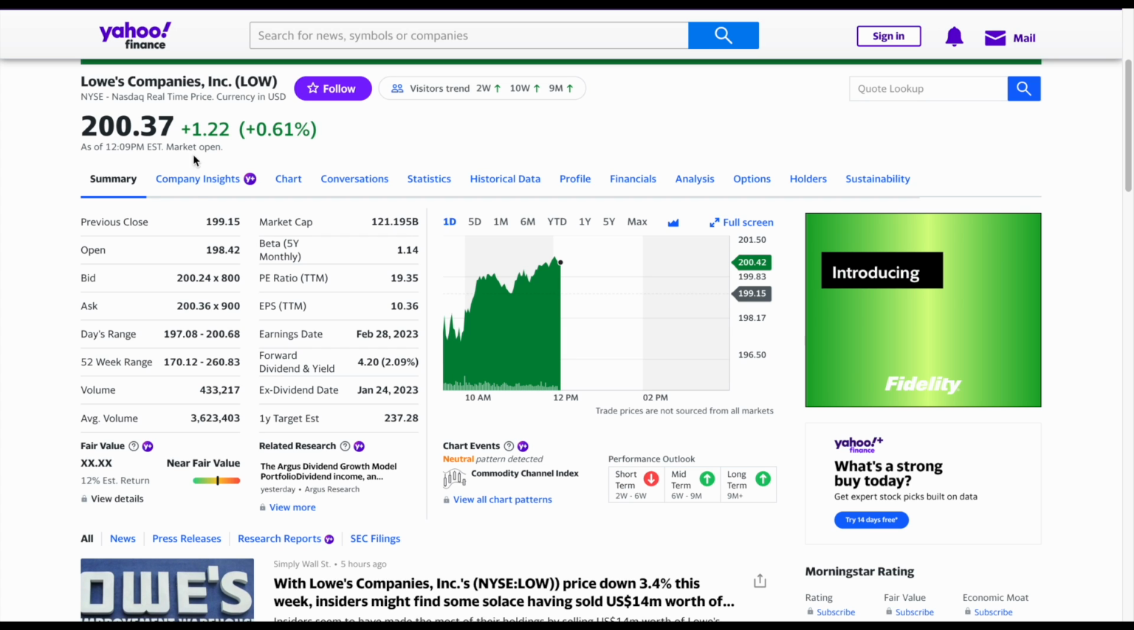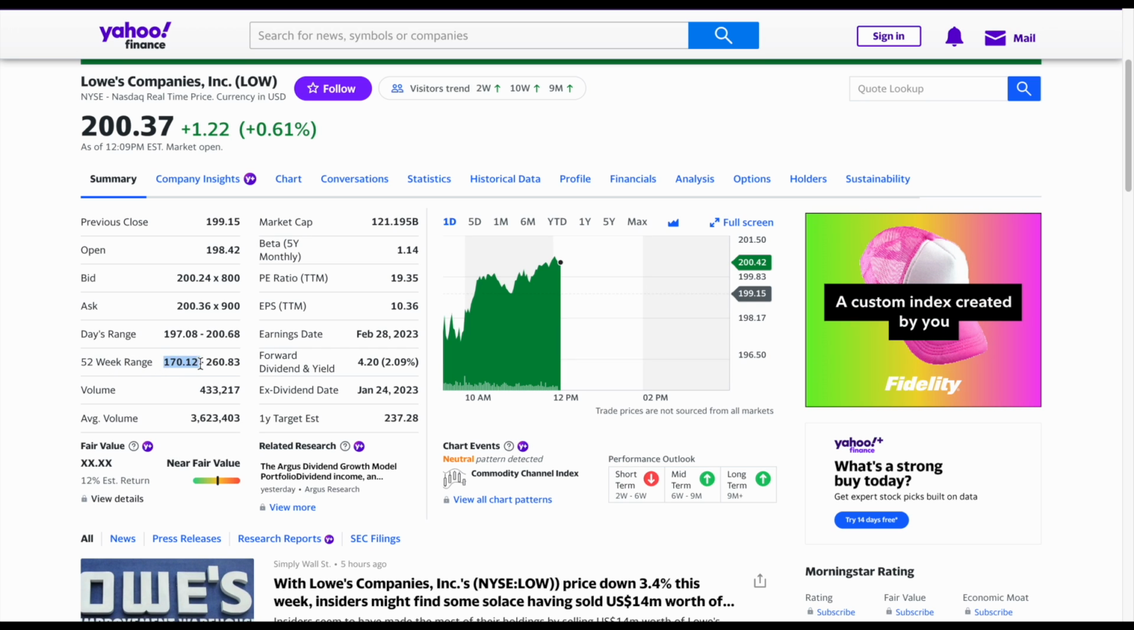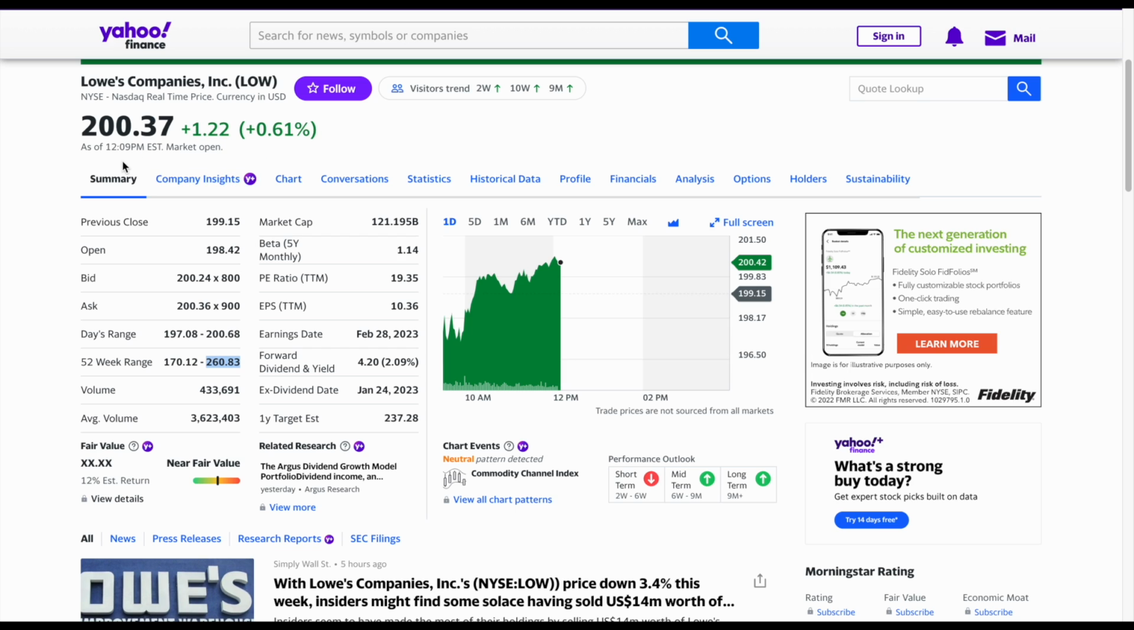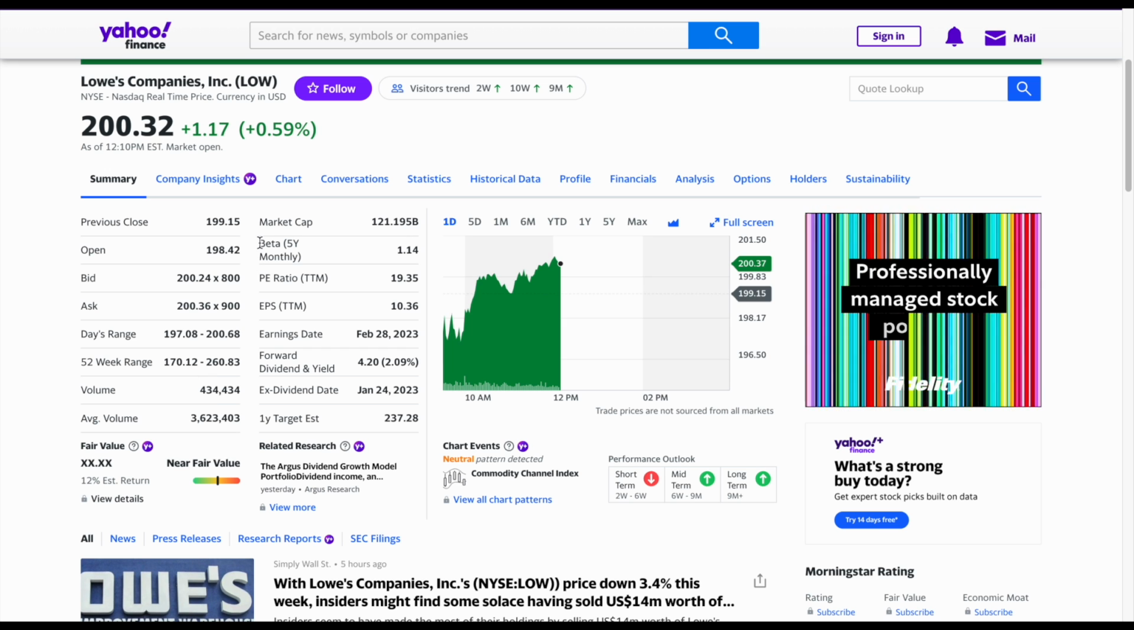Now, the next thing we're going to come down here and look at is our 52-week range. If you're not familiar with this, it is the lowest price it's traded at over the past year and the highest price it's traded at over the past year. So when we look at this, we can see that the current price is closer to that lower end of the 52-week range.